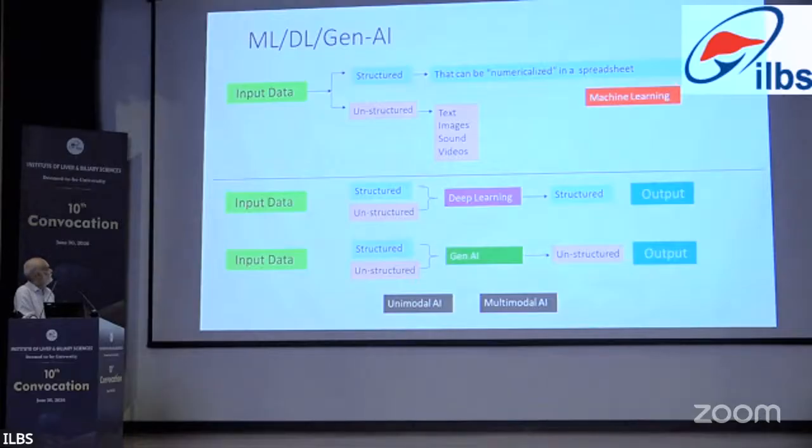Now, within machine learning, there is deep learning. Why is it called deep? Because it takes both structured and unstructured data, and the output is only structured in deep learning. But in generative AI, it takes structured and unstructured data, and the output can be unstructured also. For example, you give a prompt, and it generates an image or a video. This is Gen AI, generative.